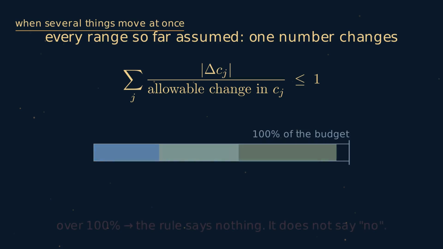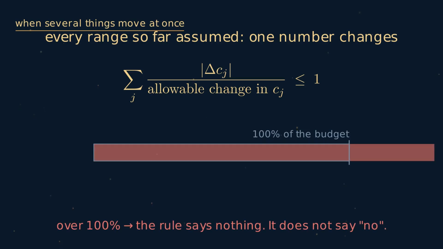And read the failure carefully. Spend more than the budget and the rule goes quiet. It has not told you the plan is broken. It has only stopped guaranteeing it. Now, and only now, do you actually solve again.